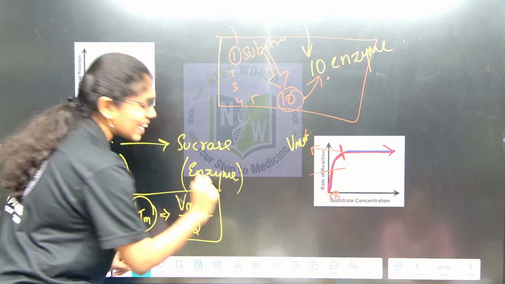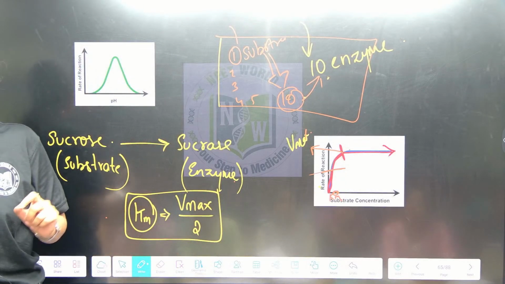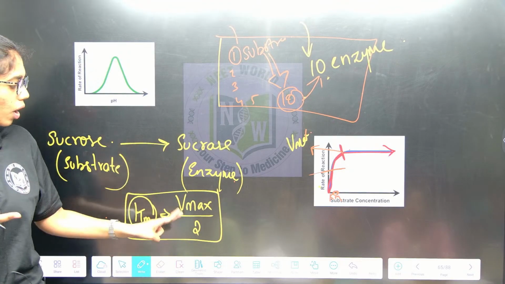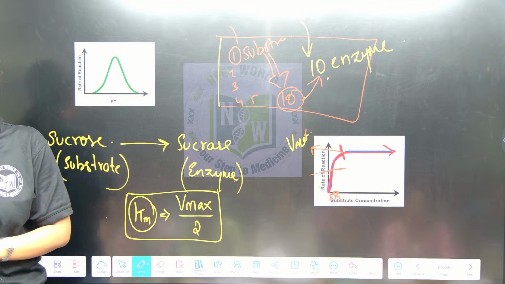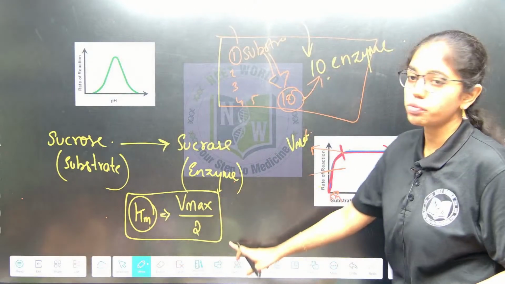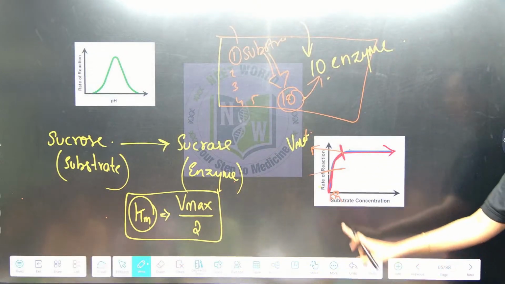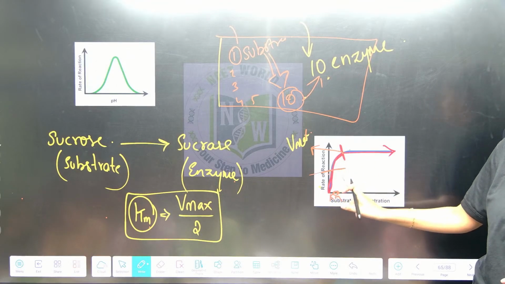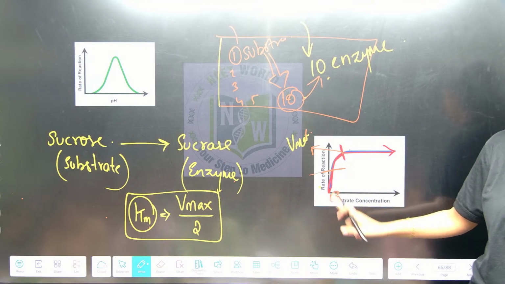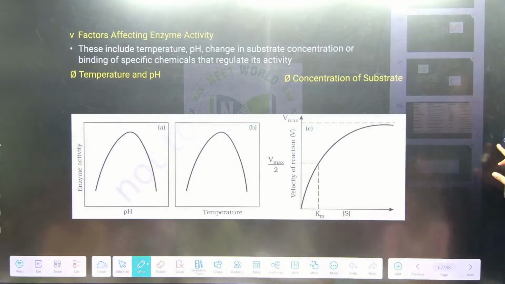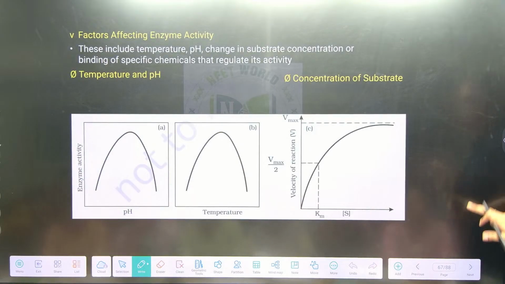Hardly is there even a single question where they asked you about the application of this formula, but different statements and this formula are put in statement based questions in your PYQs. You have to know what is Km, what is Vmax, what is Vmax by 2. What is Km? The substrate concentration at which half of the maximum velocity is achieved. Clear with 3 factors: temperature, pH, substrate concentration. Yes, substrate concentration.